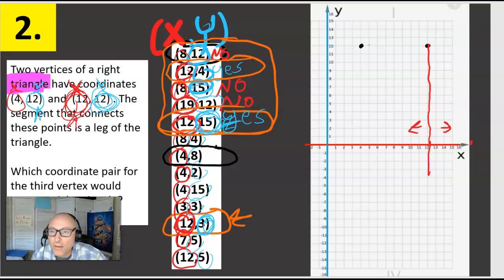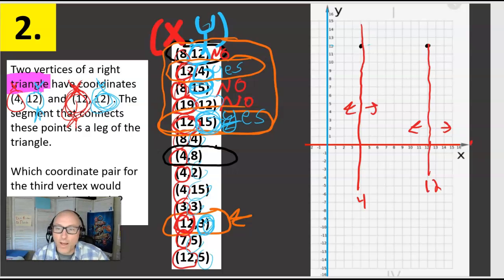So I'm thinking anything here on this 4 is going to also make us a right triangle. We're not going side to side at all. So our x stays the same, which is going to be 4. Here the x stayed the same, was 12. But we can change our up and downs. Our y value can change. And no matter where it goes, it's going to make a right triangle.